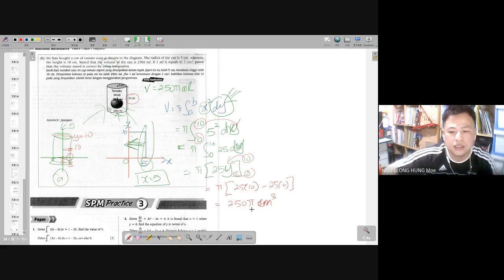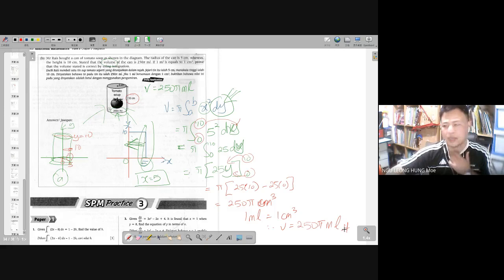And then it stated 1 ml equal to 1 cubic centimeter. So the volume is 250 pi ml. That's all. Understand? If yes, reply me 3. If not, reply me 4. Okay, good. Any more question? Any more question?